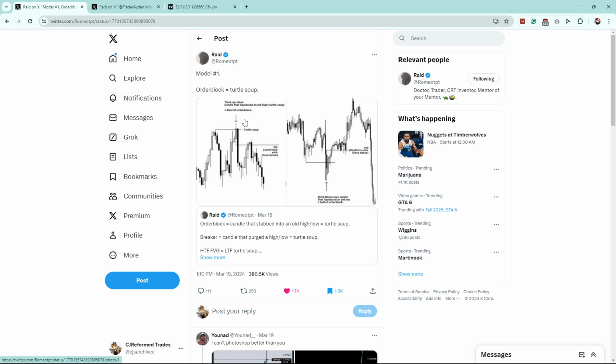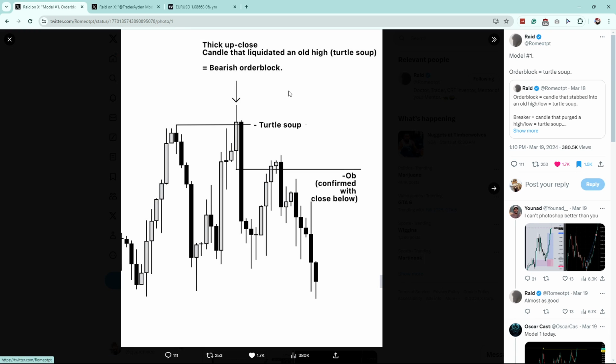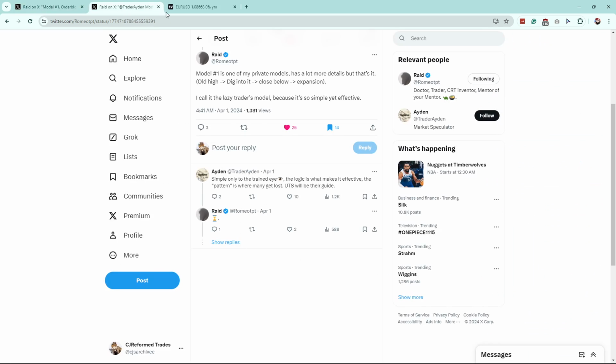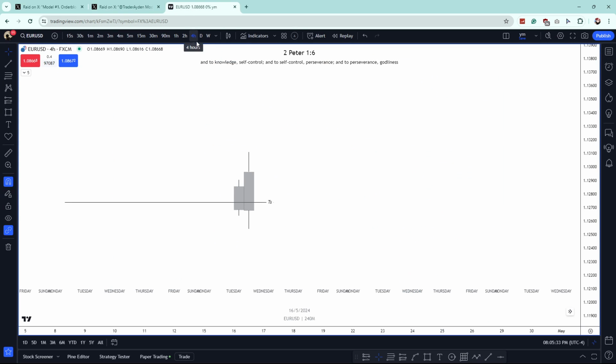Model 1, order block turtle soup. Thick up close candle that liquidated a high. Then we get a bearish down close candle. You see this large change in state of delivery. This is our order block. Order block confirmed with close below. So he also says it's basically a CISD. There's multiple different ways you can use it. I'm going to explain how you can use it and how it can net you the best RR, right?